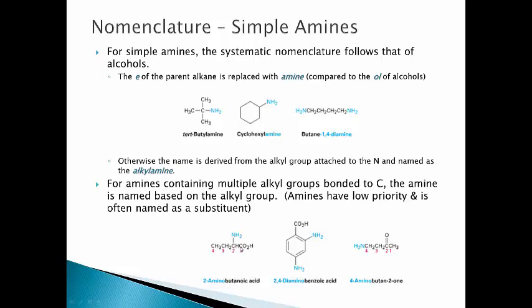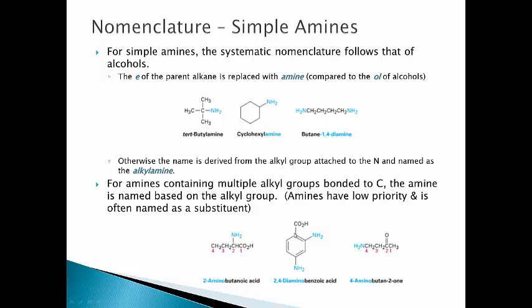So carboxylic acid 1, 2, 3, 4. So the carboxylic acid is higher priority, start numbering from 1 going to 4. 2 is the amine, and when it's not the highest priority we call it an amino. So it's 2-aminobutanoic acid. Okay, so now we've got a benzene ring in the middle.